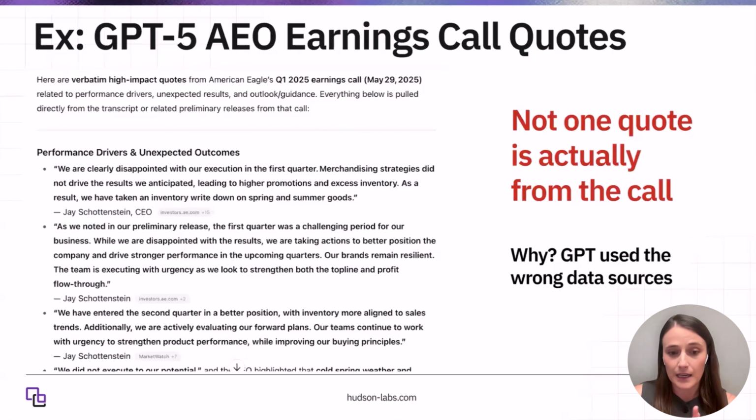I specifically asked GPT-5 for quotes from the earnings call. I said American Eagle earnings call multiple times in the prompt. It says these are verbatim high impact quotes from the earnings call. The earnings call is not a source being used at all in this answer. Not one of the quotes is coming from the call. They are all, in fact, just quotes from other things. Not great.